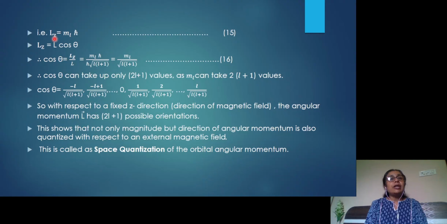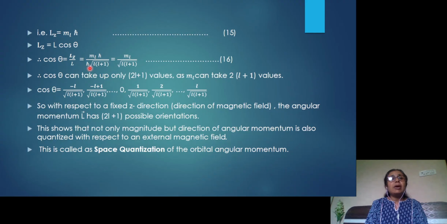So therefore the value of Lz, that is the Lz component, is equal to ml ħ. But we know that Lz is equal to L cos theta, that is the component of the L vector in the direction of the z axis, that is in the direction of the applied magnetic field. So L cos theta is mlħ. So cos theta is Lz divided by L. What is Lz? It is mlħ in the numerator divided by L.